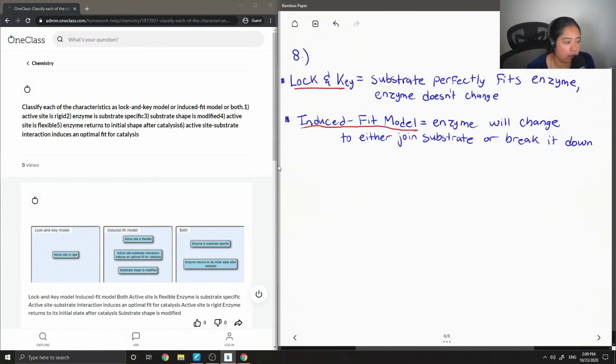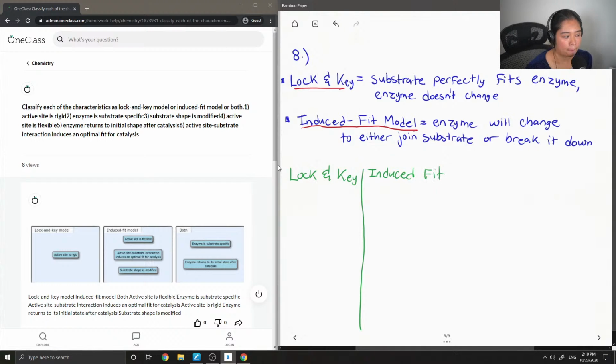Okay, so now I'm just going to make 3 columns. The first is the lock and key model, induced fit, then both.